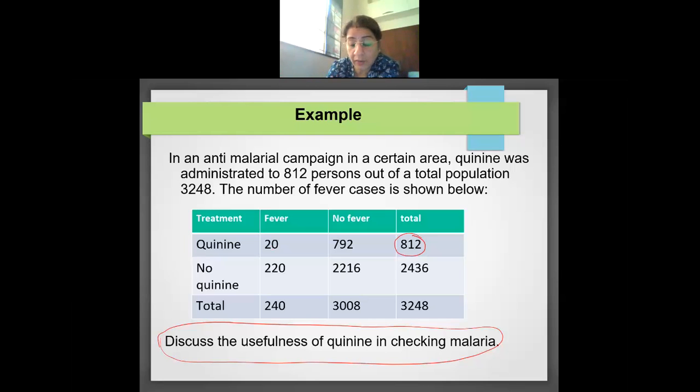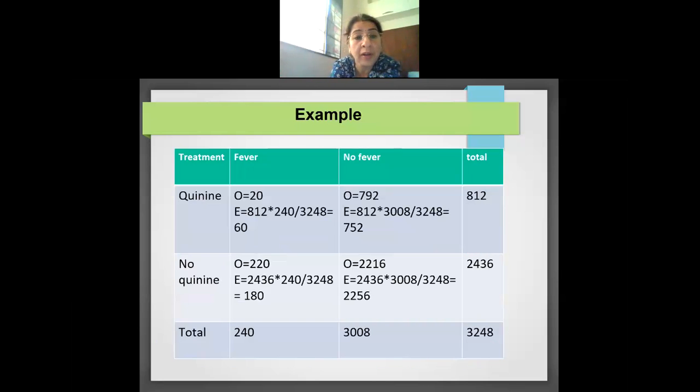For example, for quinine, 20 was having fever. So O, the observed frequency, is 20. The observed frequency for no fever is 792, and the observed frequency for no quinine fever is 220. This is given actually. You need to calculate E now. How will you calculate E? E is calculated as the row sum and column sum multiplication divided by the total observation.